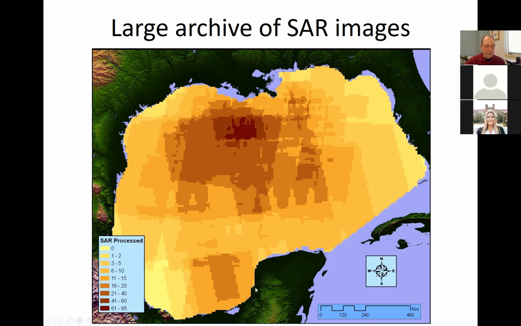And so this image here shows the frequency. There are probably 50 or 60,000 satellite images that have been collected over the Gulf. And so we were able to acquire basically for free an archive of about 160 to 170 individual SAR images. And this shows the relative frequency of the images that we were able to process. So we used this automated image processing technique to rapidly process and analyze a large number of satellite images over the Gulf of Mexico.